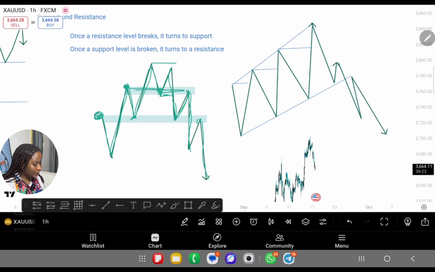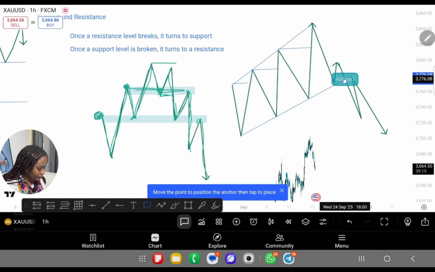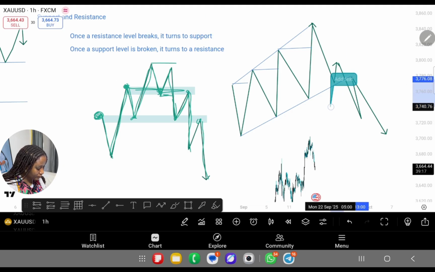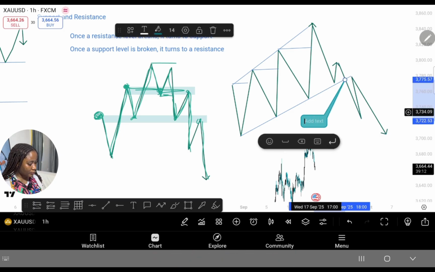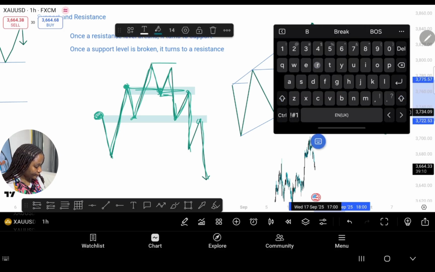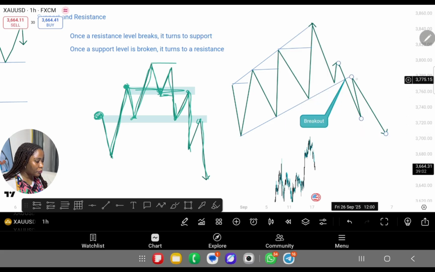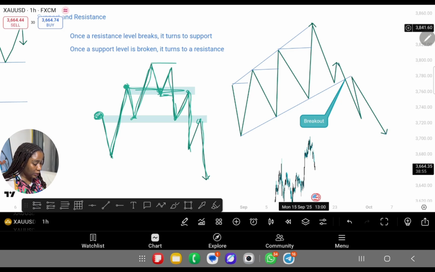Do you get it? Now this is a breakout. This area right here, this is a breakout. This was the support level. We broke out of the support and it retested the support level, and then we didn't get a breakout of the resistance level. But here you can see we got a breakout of the resistance level, which is here, and then we got a support.